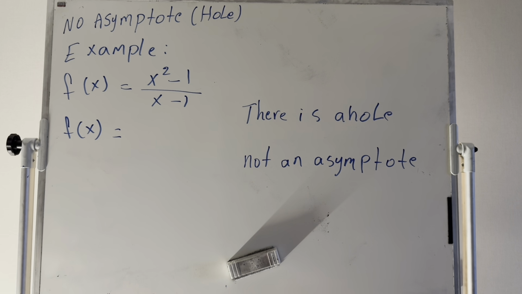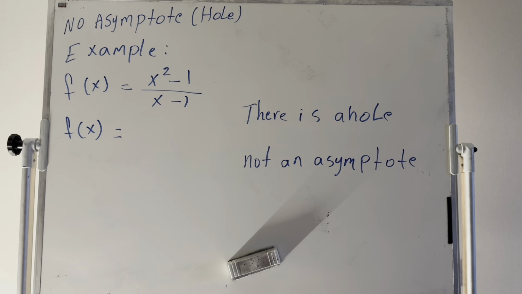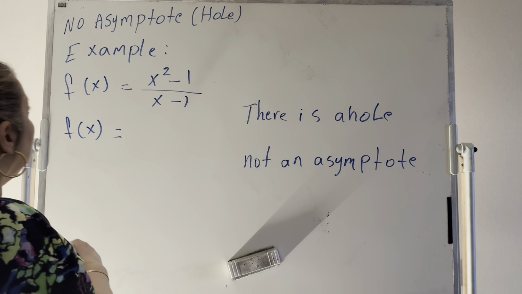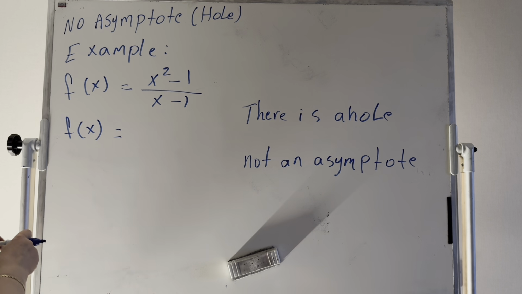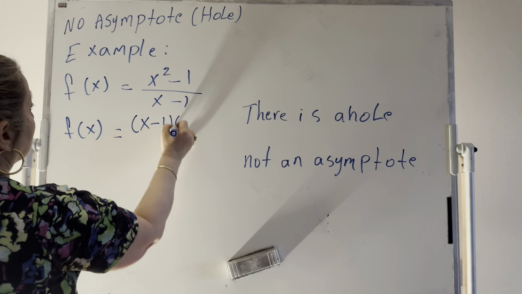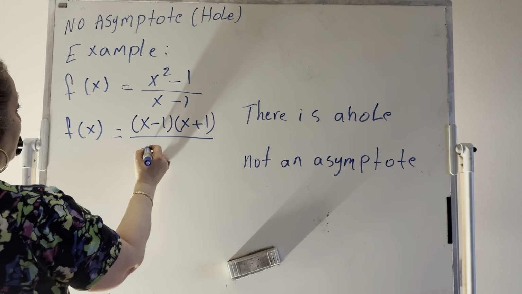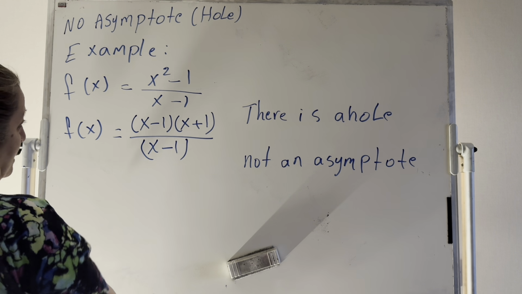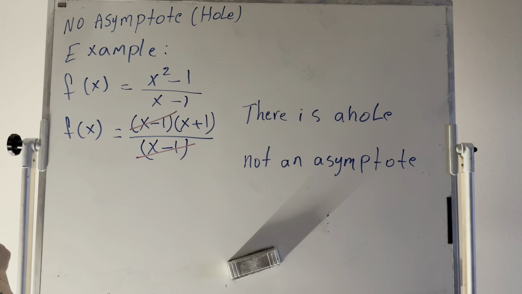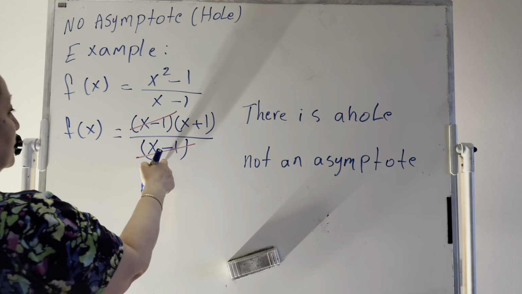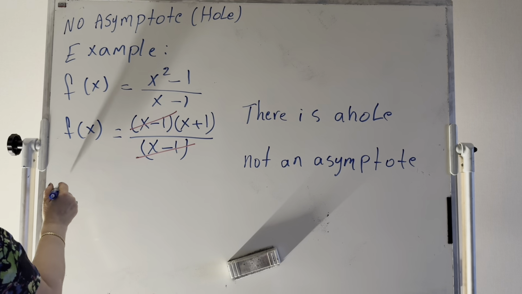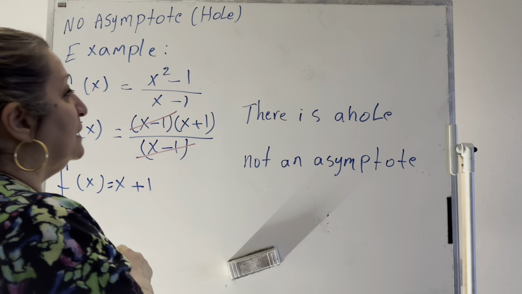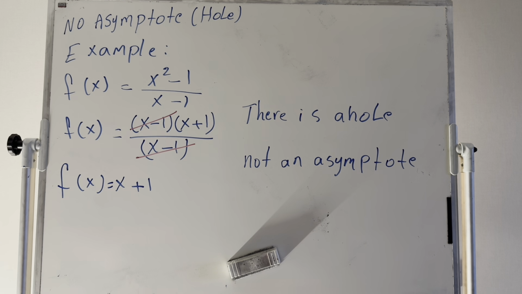No asymptote, just a hole example. If we look at this example, f of x equals (x squared minus 1) over (x minus 1), I can write this function in another way: (x minus 1)(x plus 1) divided by (x minus 1), and x minus 1 disappears with x minus 1 here, and I just have x plus 1. f of x equals x plus 1, and there is a hole, not an asymptote. This is our hole, not an asymptote.